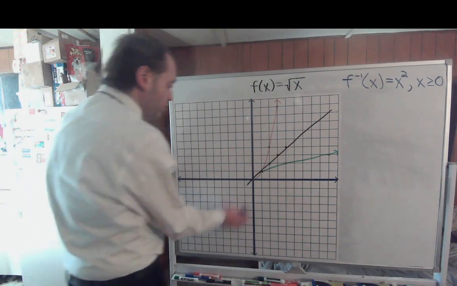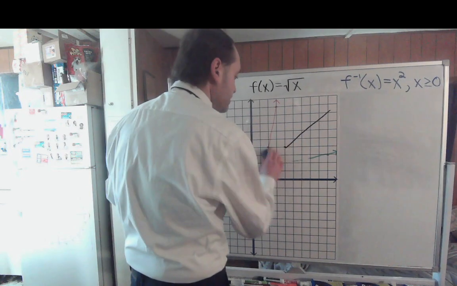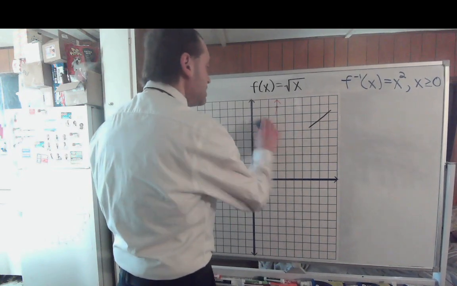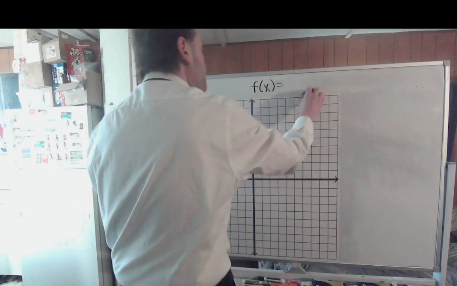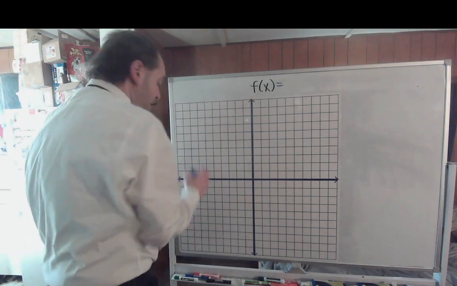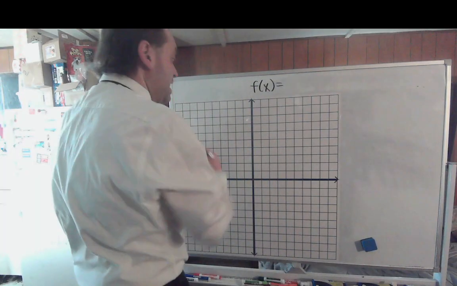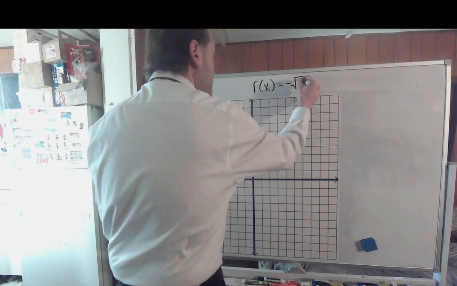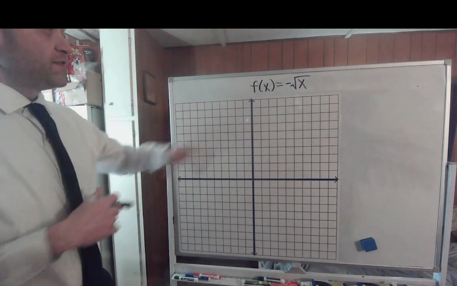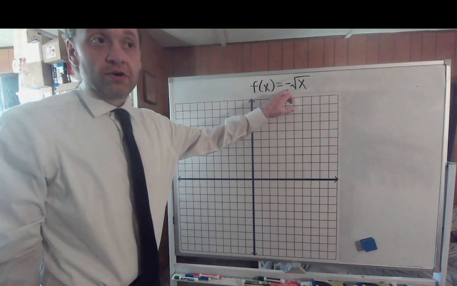I got plenty more here. We're going to talk about reflections next. So let's say this time I decide I'm going to graph f of x equals negative of the square root of x. So I'm going to do f of x equals negative of the square root of x.